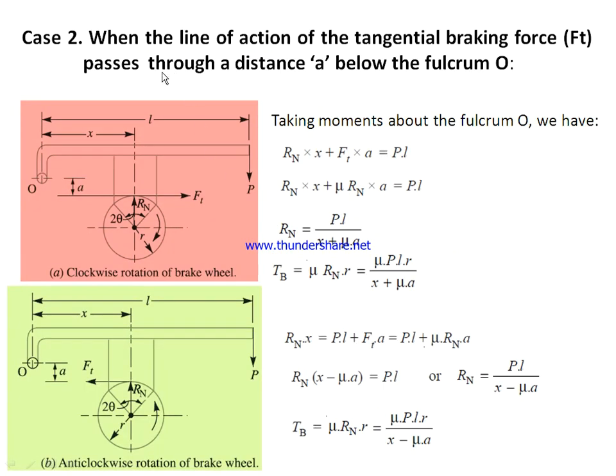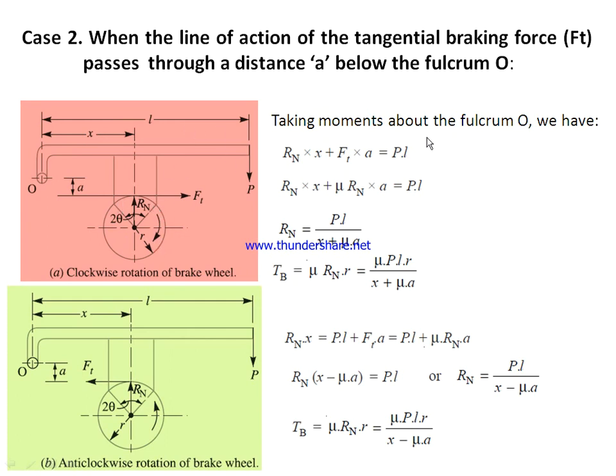Case 2. What is case 2? When the line of action of the tangential braking force Ft passes through a distance a below the fulcrum point O. As you can see here, the line of action of tangential force Ft is passing at a distance a below the fulcrum point. So this is below the fulcrum point. Note it carefully.